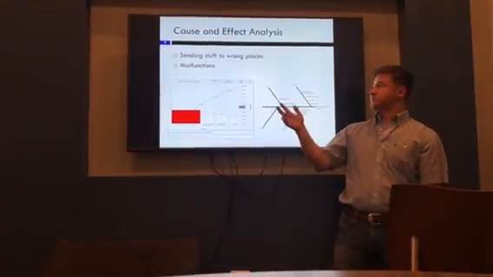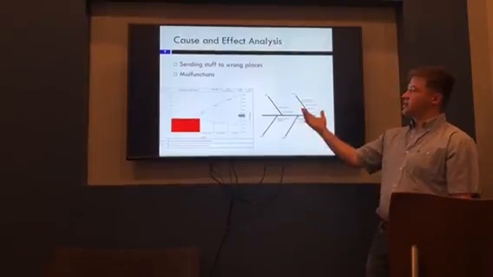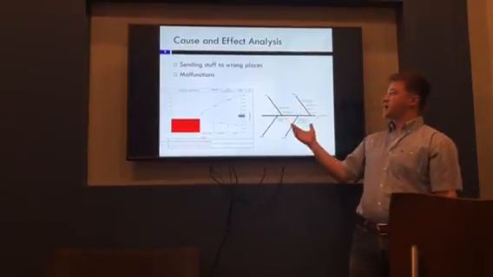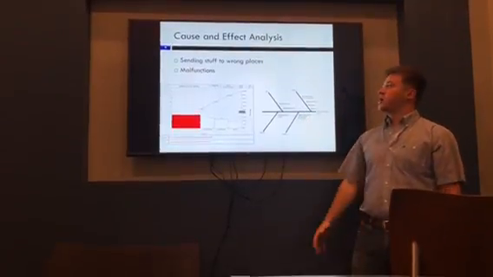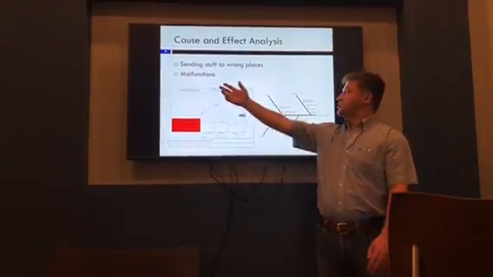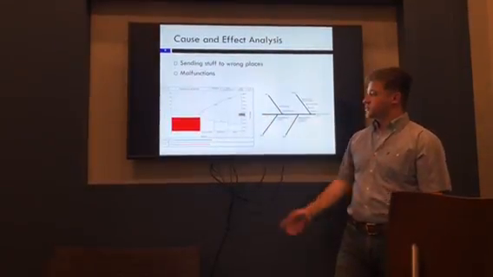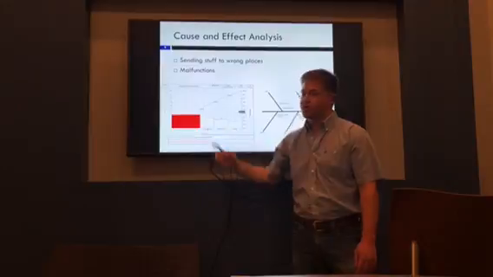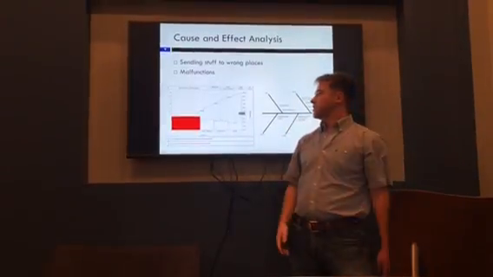So now I'm going to do cause and effect. Basically look at this graph, and by this graph, I can see or pick out something that I potentially see is going wrong. And for me, I chose sending stuff to wrong places and malfunctions because broken tools and missing parts happen to be the reason why there's so many late deliveries.